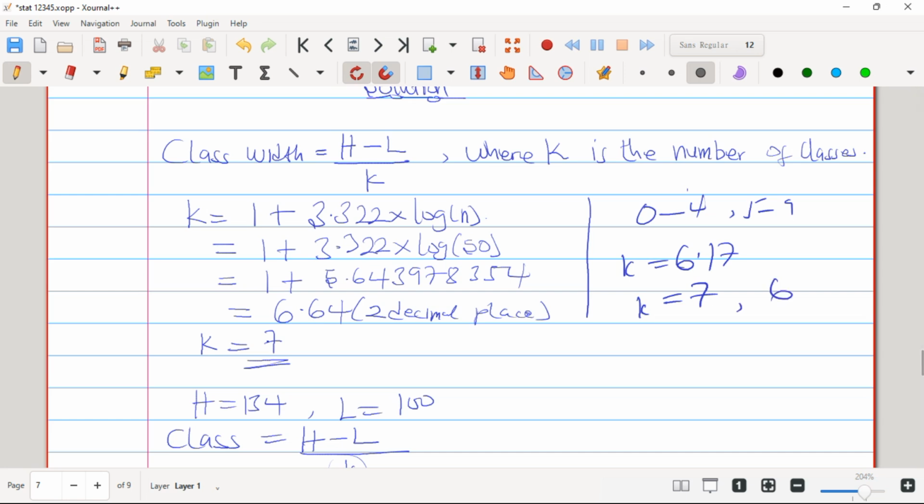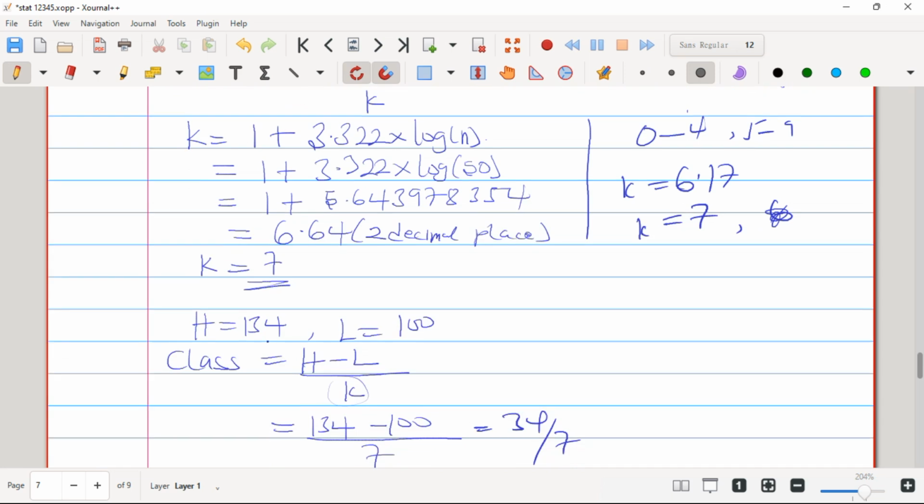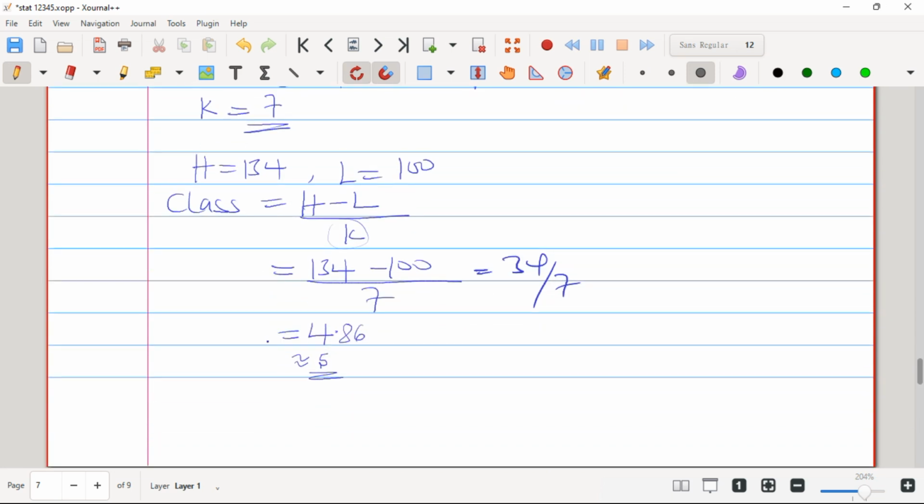We are not going to get 6. So that rule doesn't work when we are calculating for our number of classes. Put it at the back of your mind, because you are going to use it in these videos a lot. So here we have our k to be 7, we have our h to be 134, we have our l to be 100.